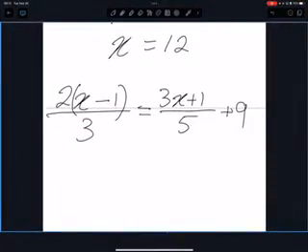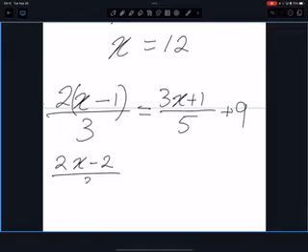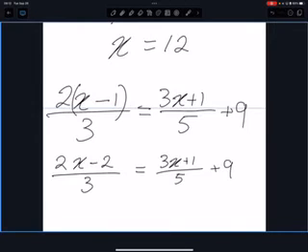So what is the first step? I have brackets. So you remove the brackets. That's the first step.